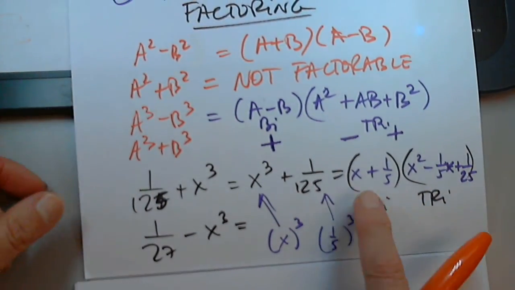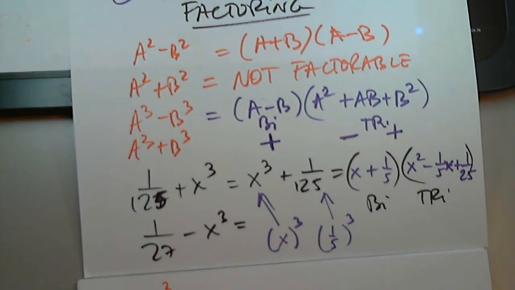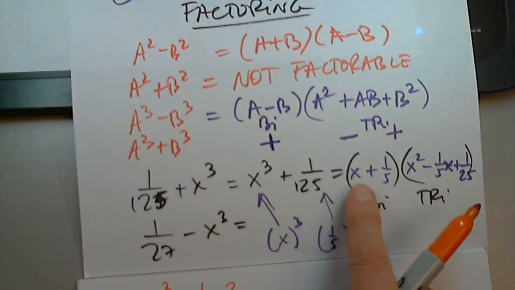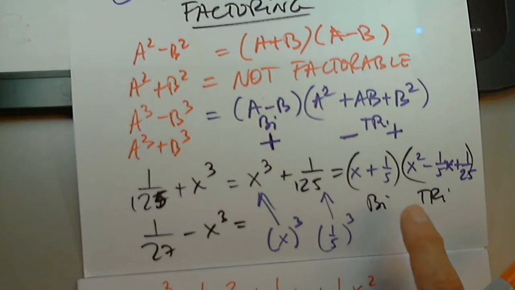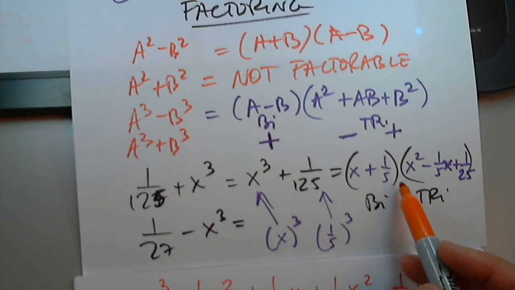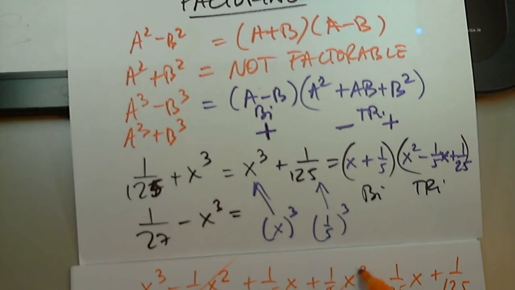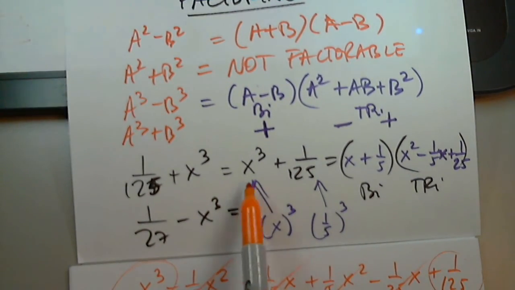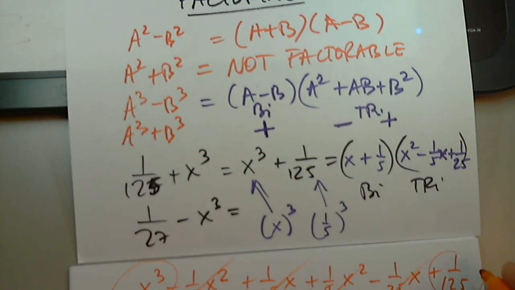Multiplying. Okay, so x times x squared is x cubed. X times negative 1/5 x is minus 1/5 x squared. X times 1 over 25 is 1 over 25x. 1/5 times x squared, 1/5 x squared. 1/5 times negative 1/5 x is minus 1 over 25x. And this times this is 1 over 125. This goes away. This goes away. And I get back x cubed plus 1 over 125. Very good.